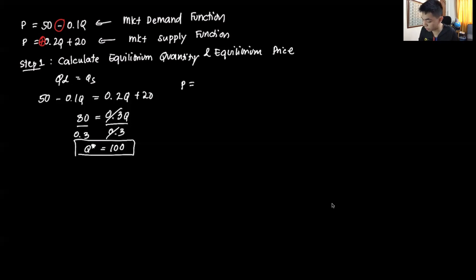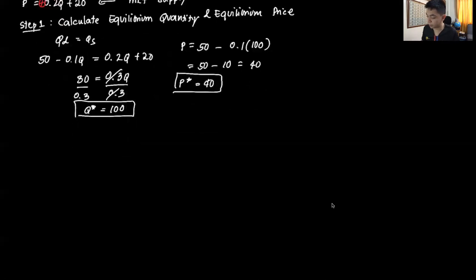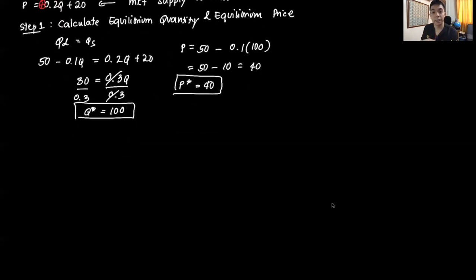So let's go for the market demand. That's 50 minus 0.1 times 100. We're going to be left with 50 minus 0.1 times 100, that's 10. So we're going to be left with 40. That is equal to P star. Right? P star is equal to 40. So we have that there. Then we now have the things we need to plug into our formula.